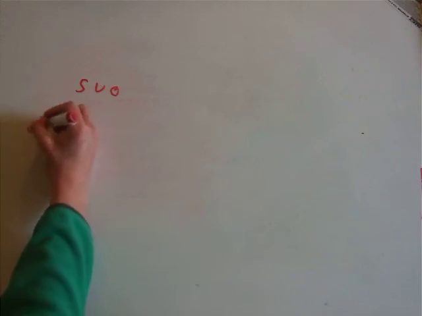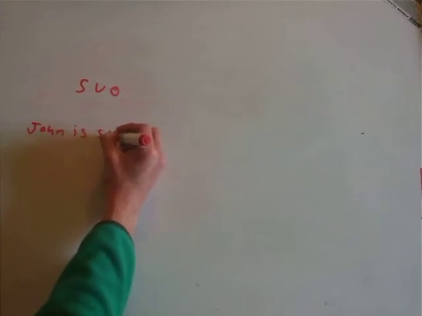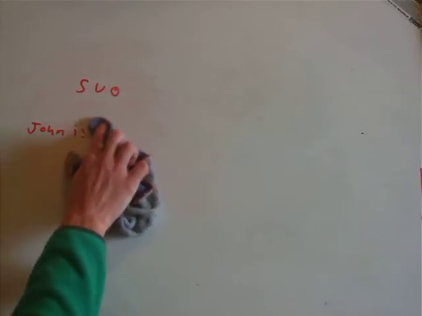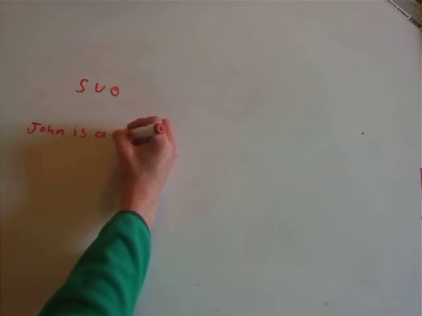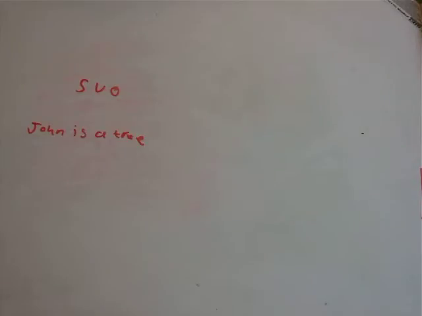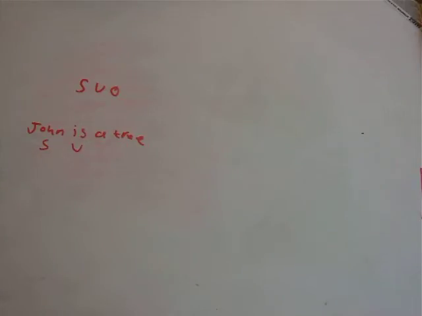So, John is stupid. No, that doesn't work actually. John is a tree. So we know John is the subject, the thing doing the action, the verb being in the middle. We know that's the verb because it's in the middle, and we know that the tree is the object because it comes at the end. And this is the indefinite article, meaning it doesn't have to be one specific tree, it can be any tree. So from this we know that John is being a tree.